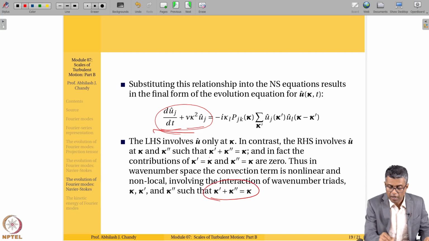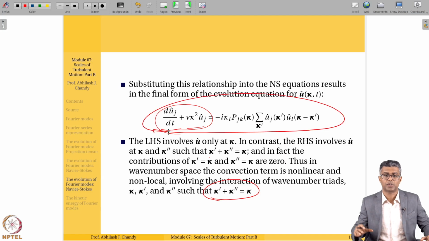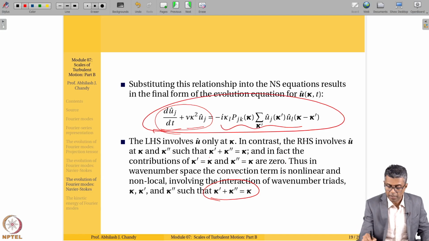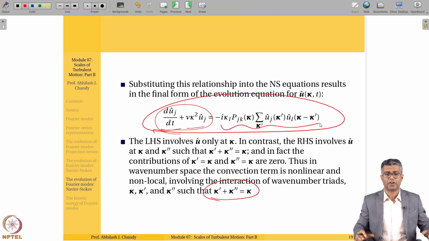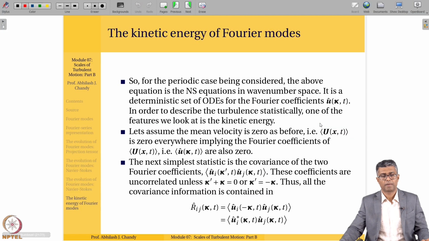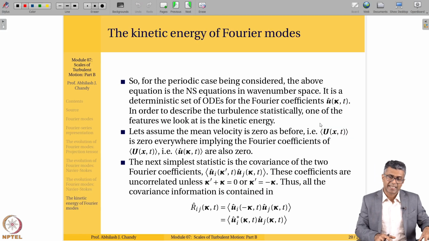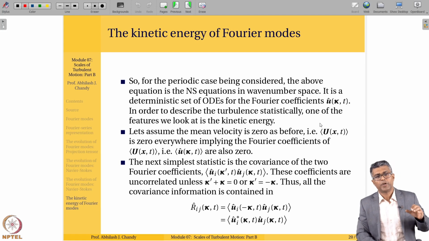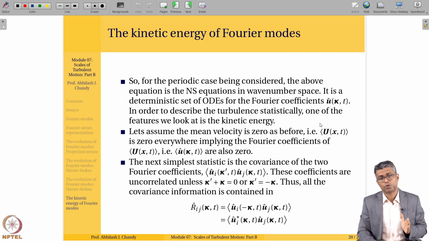So now we are down to the Navier-Stokes equations in wave number space in this form. This right hand side is the pressure gradient plus the convection term together. Left hand side, of course, first term is time dependent term and the second term is the viscous term. Now with that as the setting, let's look at the kinetic energy. So we have the Navier-Stokes equations which were originally PDEs, and now we have the Navier-Stokes equations in wave number space which are now ODEs for the Fourier coefficients. What are the Fourier coefficients? U hat of kappa comma t.